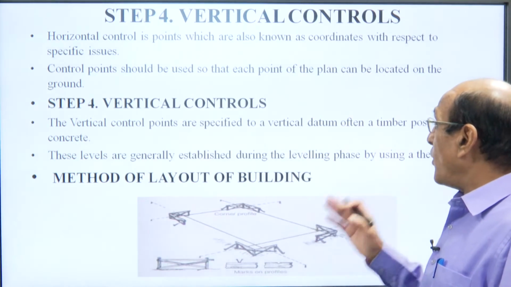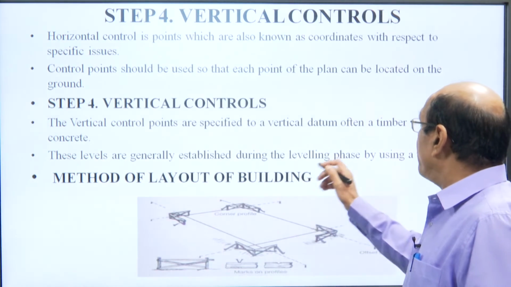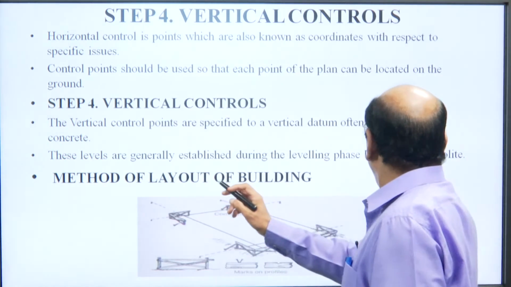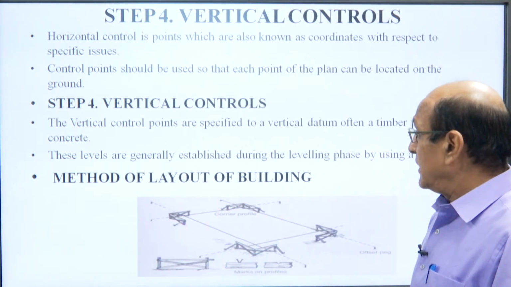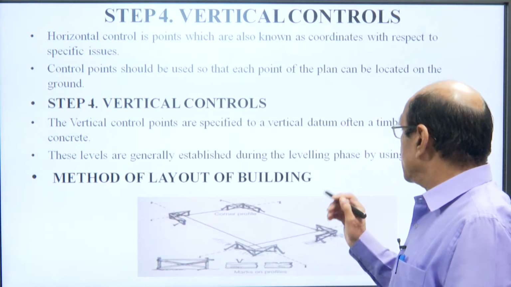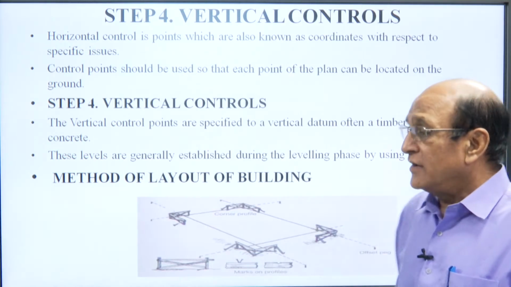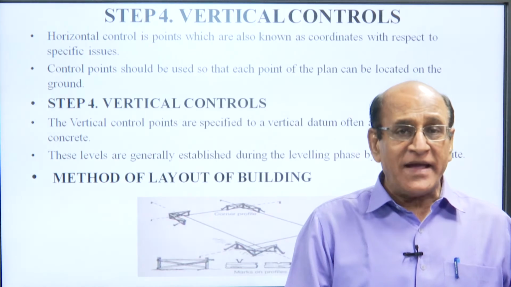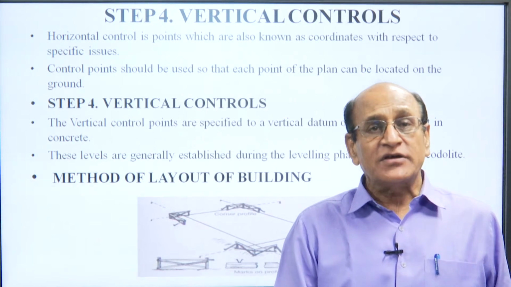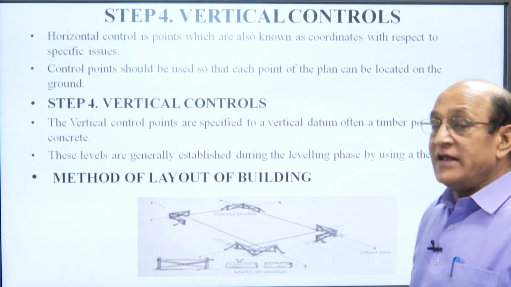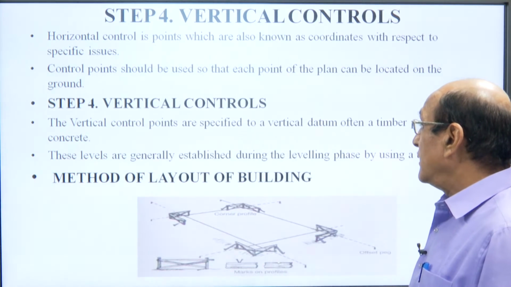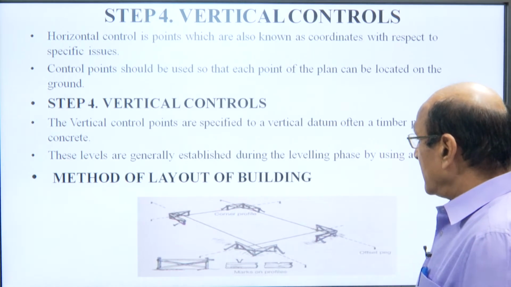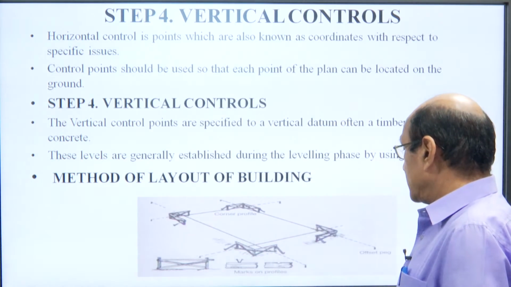The vertical control points are specified to a vertical datum, often a timber post in concrete. These levels are generally established during the leveling phase by using a theodolite. It means you have to fix concrete pegs or wooden pegs over which we mark the vertical levels, and with respect to that the vertical controls are established.